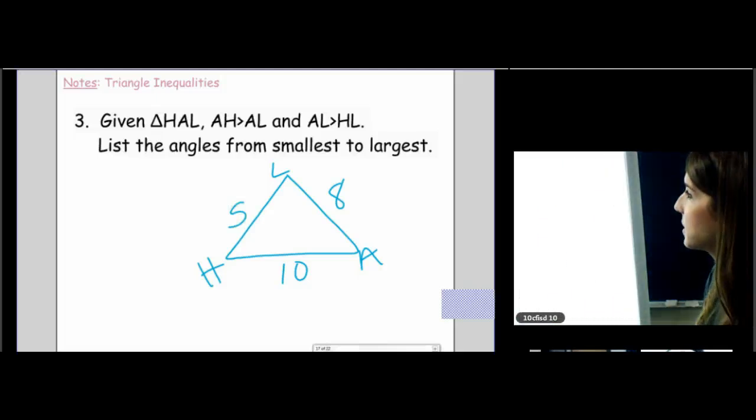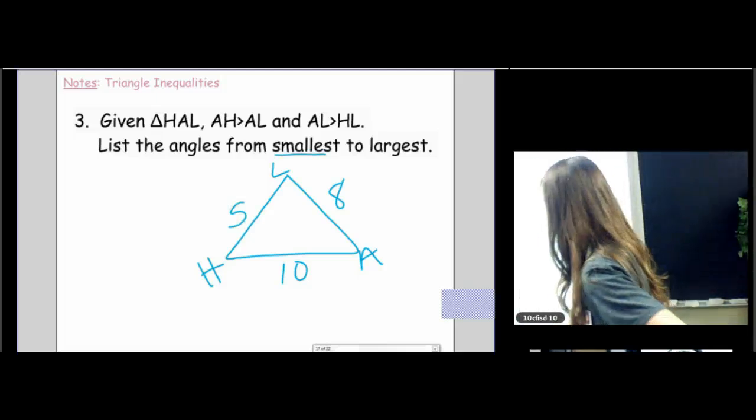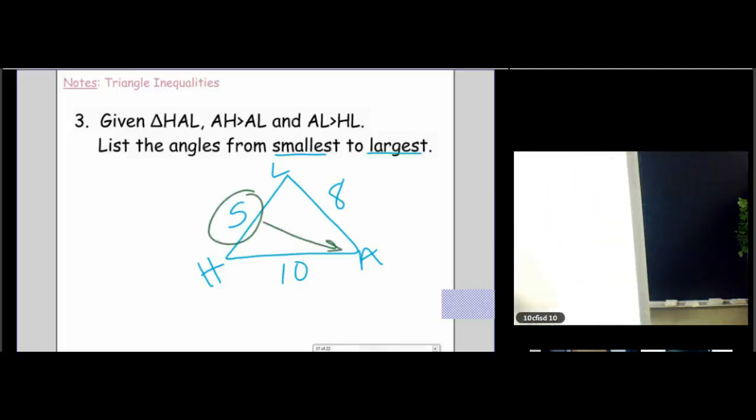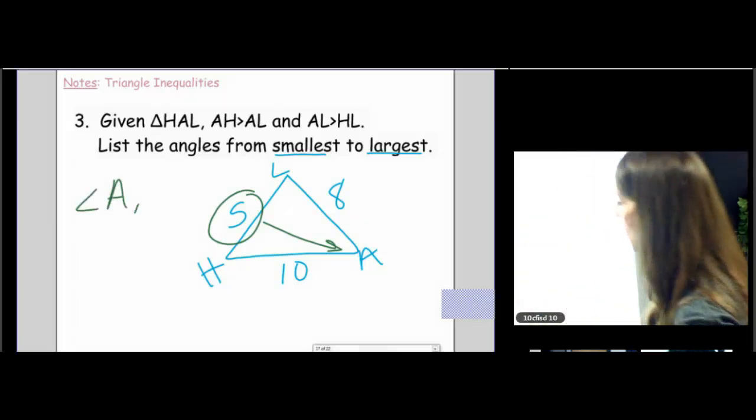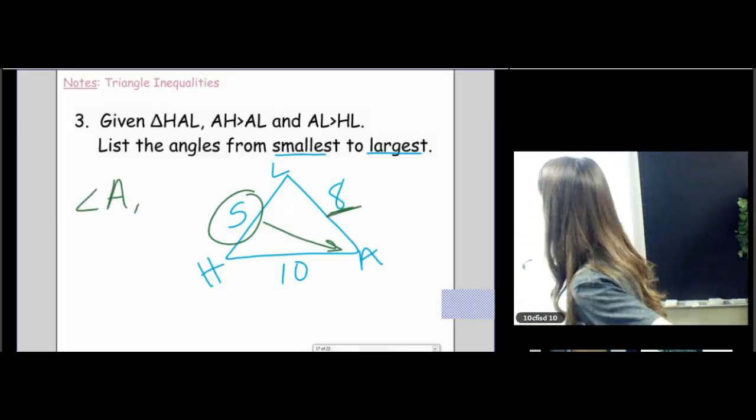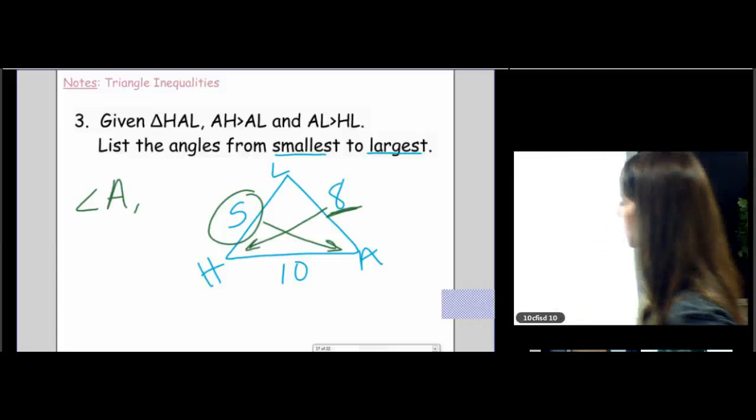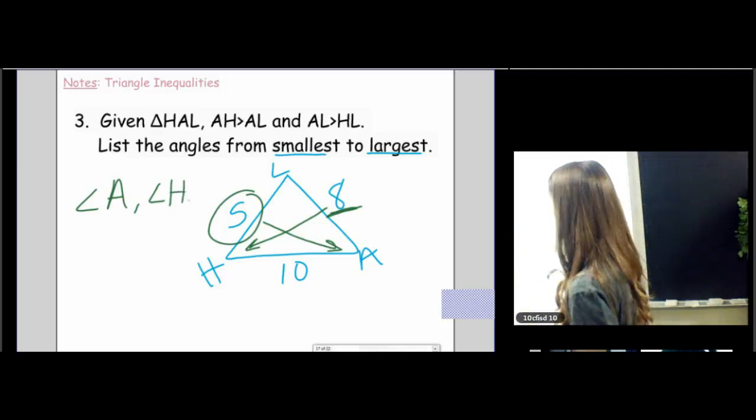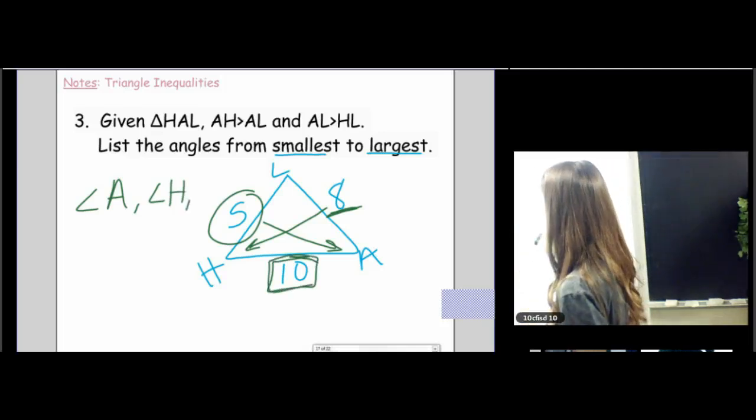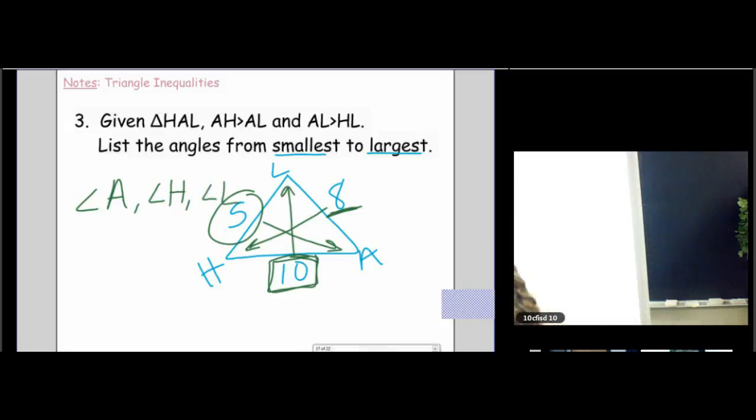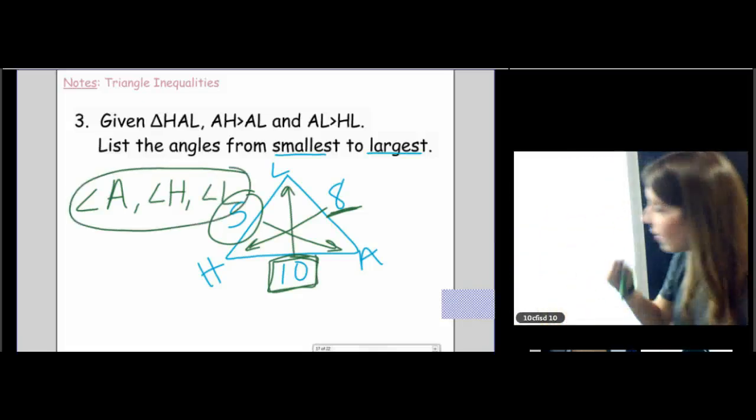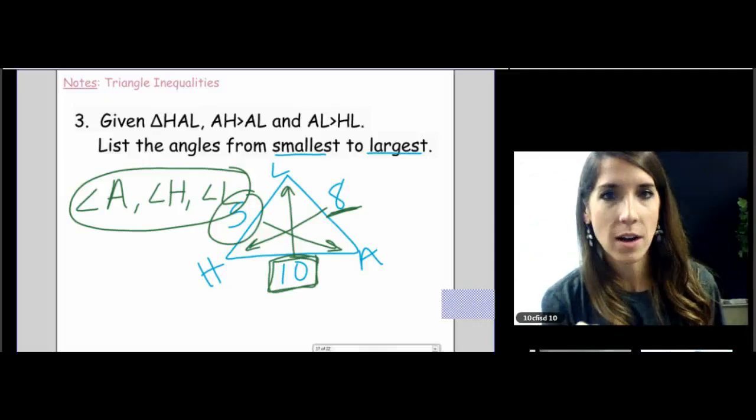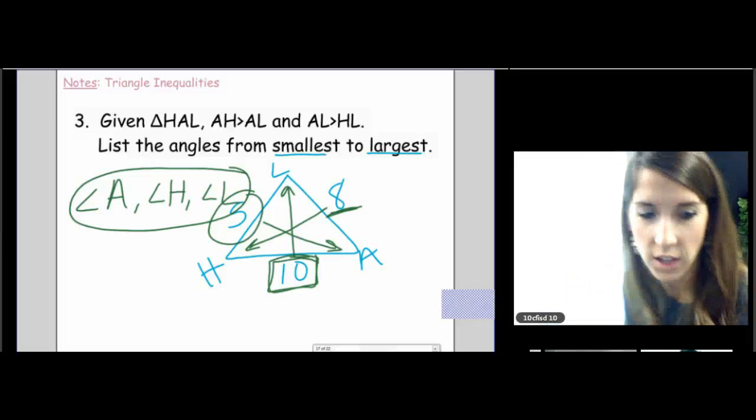List the angles from smallest to largest. So the smallest angle is going to be across from the smallest side. So I would list angle A, comma, medium angle, that would be the medium angle across from the medium side, angle H, and then finally the largest side means that's the largest angle, so angle L. Make sure you put your angle symbols. Once again, we're going to be using correct notation here. Good job.